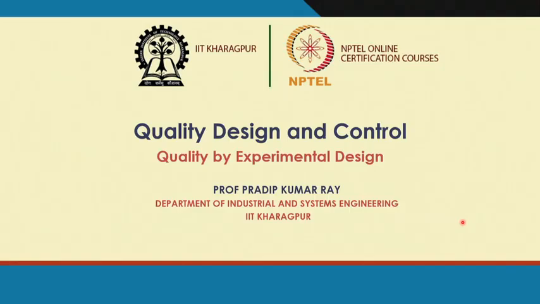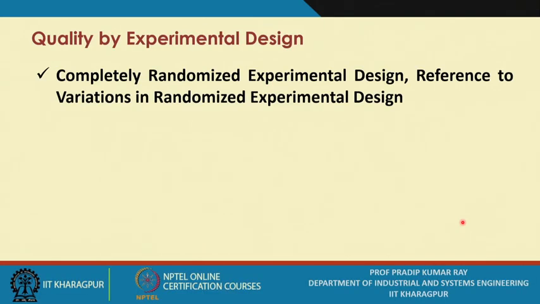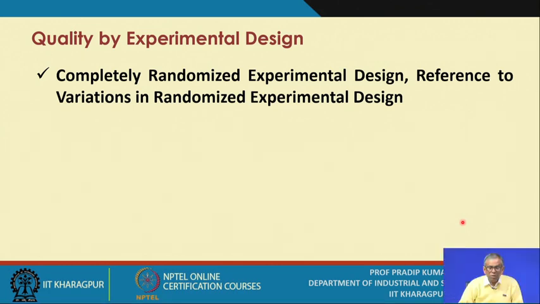In this lecture session on quality by experimental design, I am going to discuss in detail a particular experimental design which is referred to as the completely randomized experimental design. Now, completely randomized experimental design is your starting point. That means whenever you believe in the concept of statistical design of experiments, your starting point is this completely randomized experimental design.